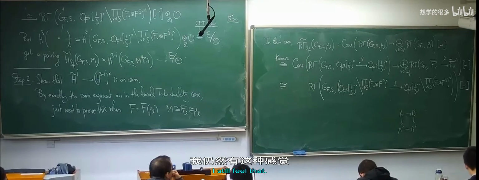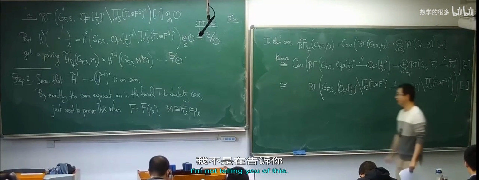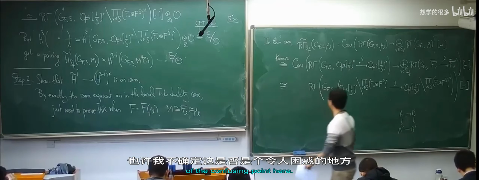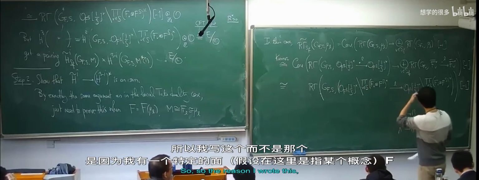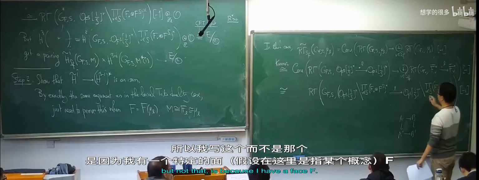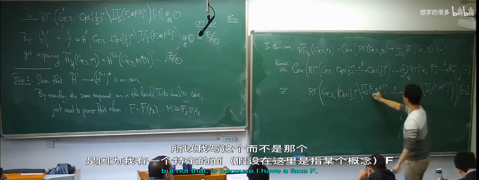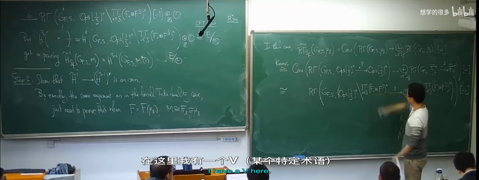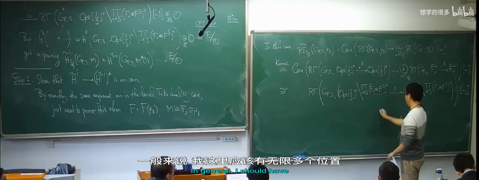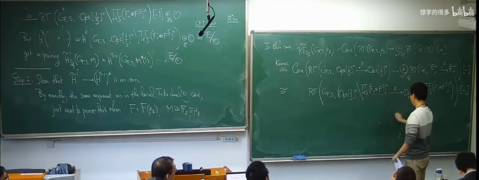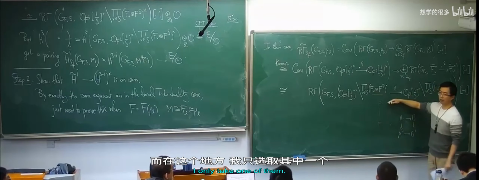I still feel bad not telling you this, but let me point out here. Maybe this is one of the confusing points. The reason I wrote this but not that is because I have a base F. Up here I have an FS, right? I have a V here. In general, I should have infinitely many places up here, whereas over here I only take one of them.